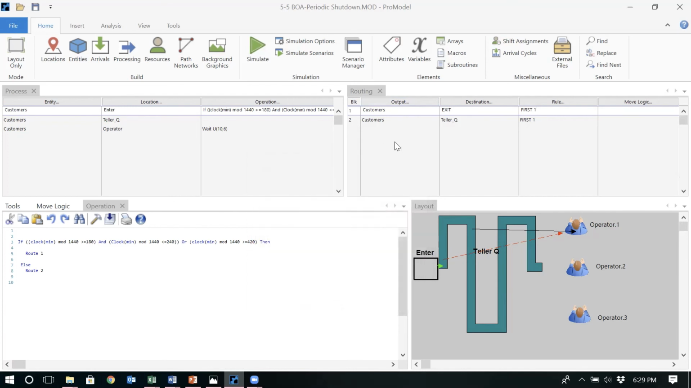Just pay attention that you should not do this for some other scenarios. For example, for inspection, when we inspected the parts, then the part on the destination could go on to the mill rework or to the grind rework or to the scrap part or exit the system.